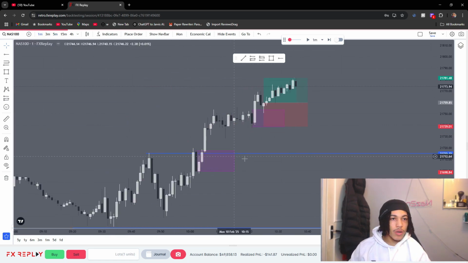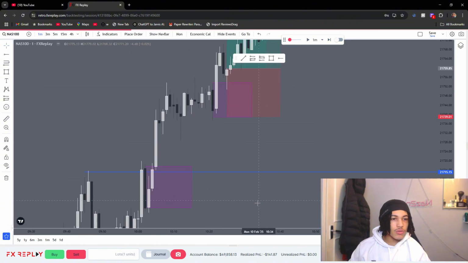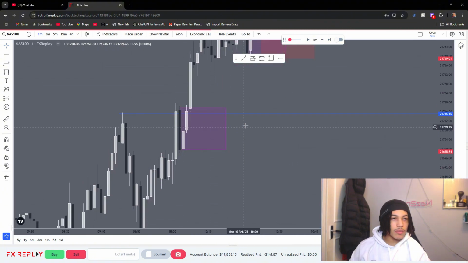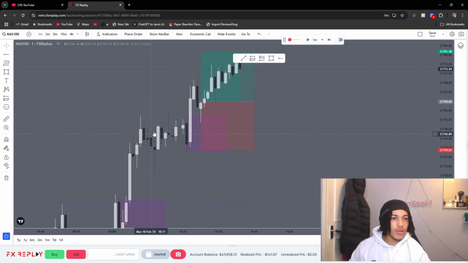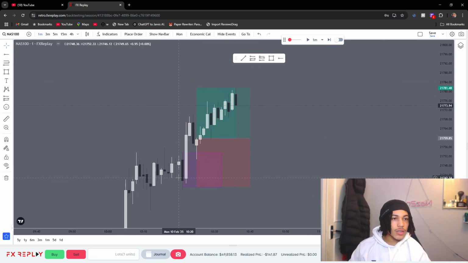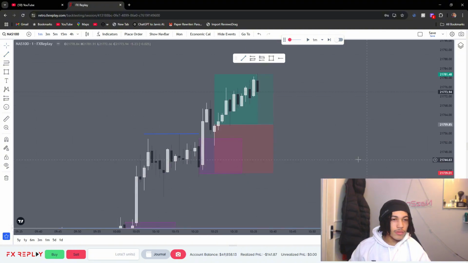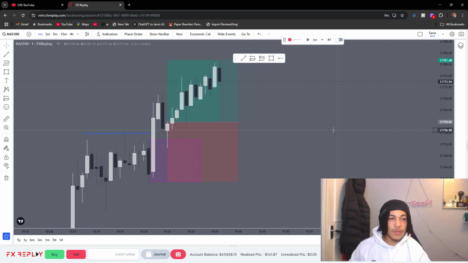I go down to the 1-minute. Wait for a supply zone to form. As you can see, I marked out this supply zone. Did not get tapped into. Kept pushing up. Broke this structure here. Left the supply zone with a fair value gap. Perfect A+ setup. Didn't push up too much.